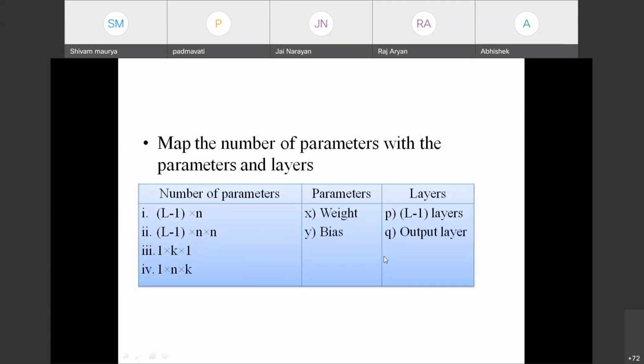I hope now everyone is familiar with those 2 sample examples. Now you should be able to map this.